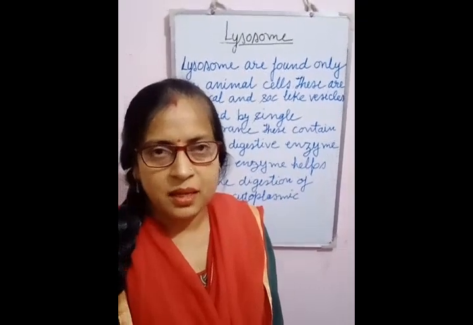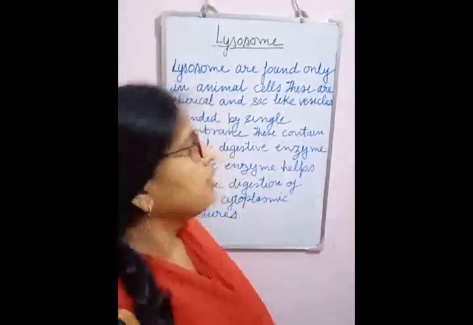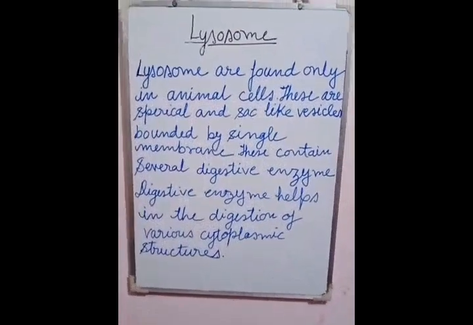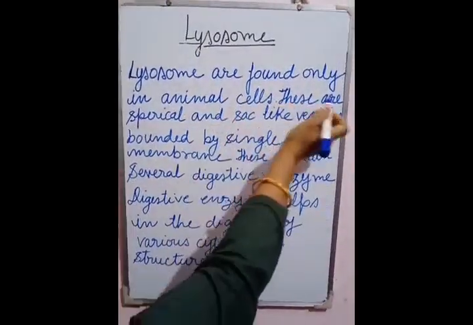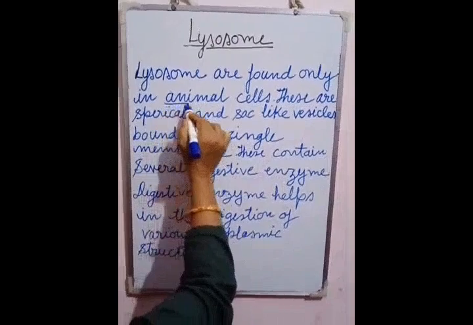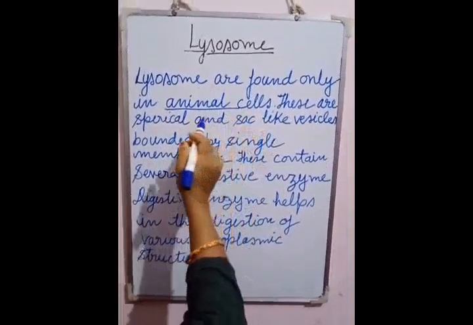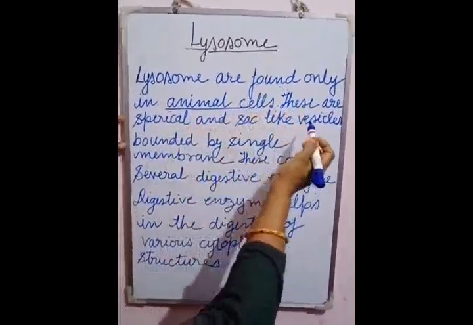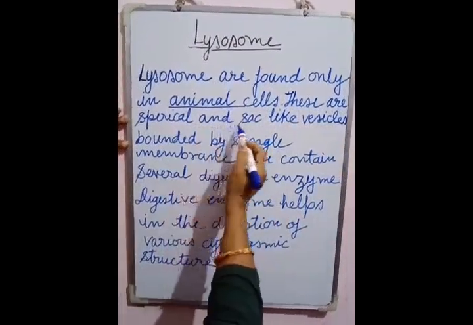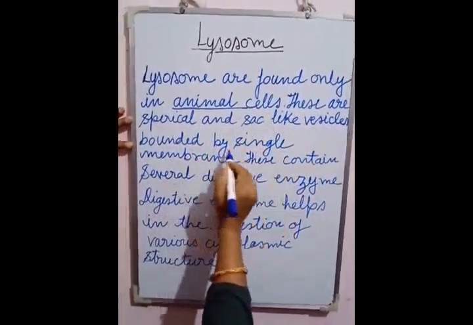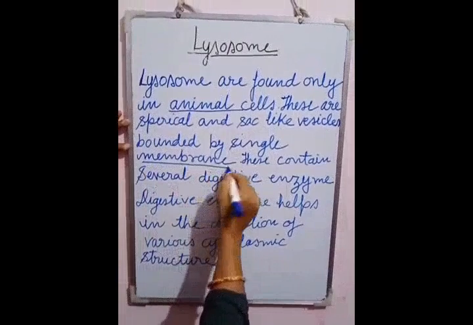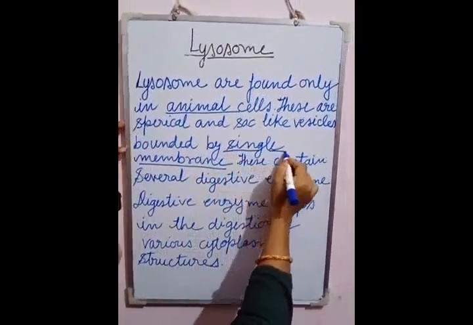Hello student, let us start the topic lysosome. Lysosomes are found only in the animal cell, means they are absent in the plant cell. And these are spherical and sac-like vesicles bounded by a single membrane. मतलब lysosome have a single membrane.